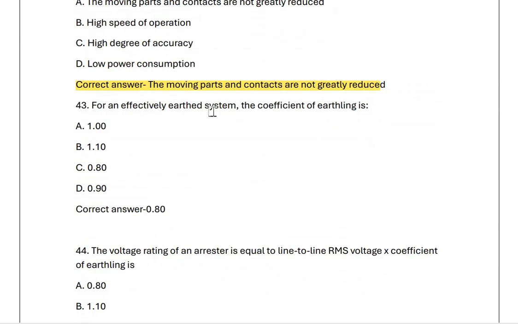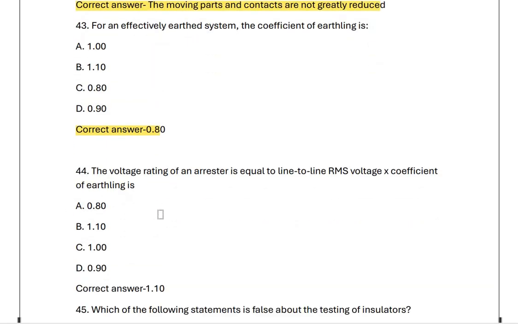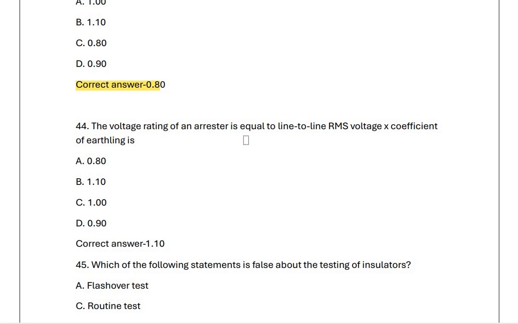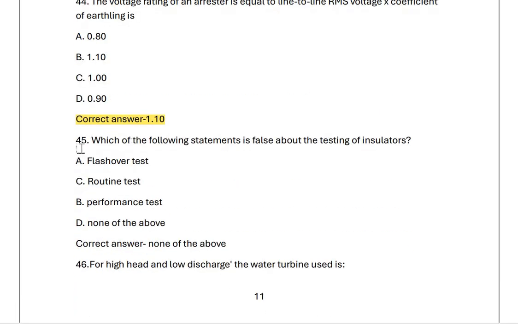43. For an effectively earthed system, the coefficient of earthing is A. 1.00. B. 1.10. C. 0.80. D. 0.90. Correct answer: 0.80. 44. The voltage rating of an arrester is equal to line-to-line RMS voltage times coefficient of earthing. The coefficient is A. 0.80. B. 1.10. C. 1.00. D. 0.90. Correct answer: 1.10.